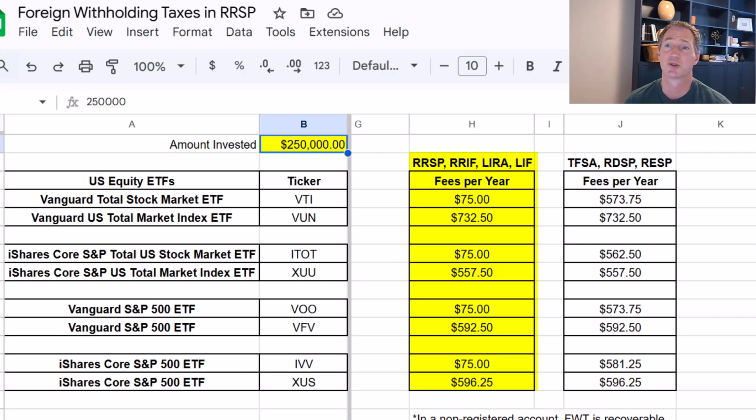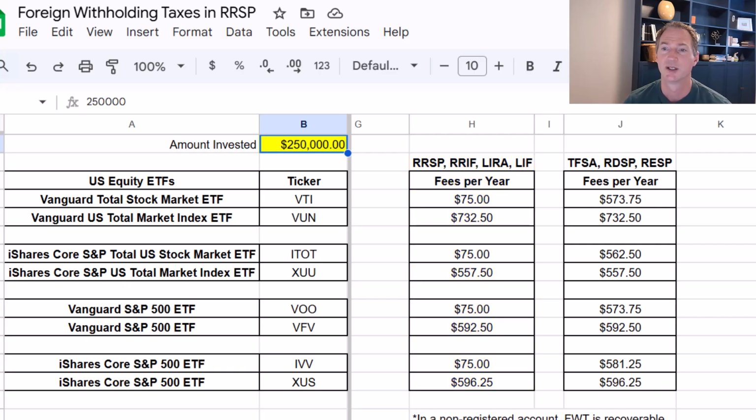Now the fees are starting to really add up. You're looking at almost $600, $700 in fees compared to $75 per year. And again, that's going to compound every year. You could have invested that extra $500 or $600 into the market, and that would have grown more and more as well. So you can see that the higher your portfolio, the more of a difference these foreign withholding taxes are going to make.